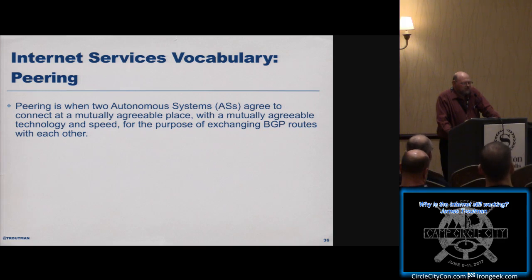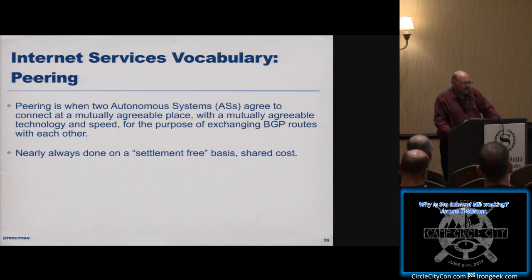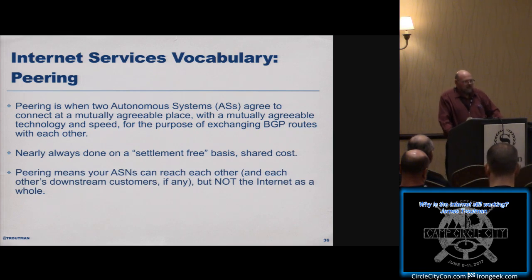Peering is when you have two autonomous systems, two ASNs, that agree to connect somewhere, mutually agreeable place, with some sort of technology and some sort of speed for the purpose of exchanging BGP routes with each other. This is nearly always done on a settlement-free basis where each entity shares the cost of getting to that location to do the interconnect. If you peer with somebody else's network, it means you're able to reach them and they can reach you without going out to the regular internet, but you don't have access to the internet as a whole. So you're just agreeing that we're going to interconnect and I'm going to get your routes, you're going to get my routes, and we're going to exchange traffic.